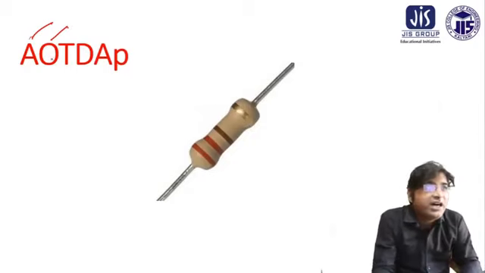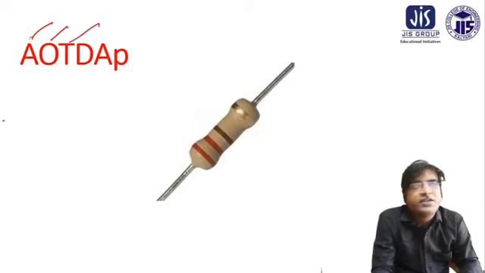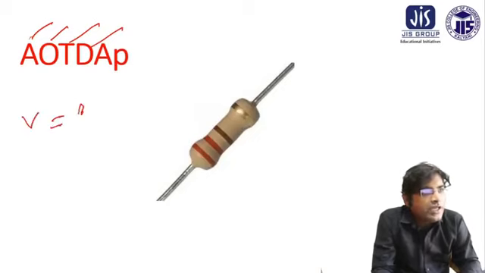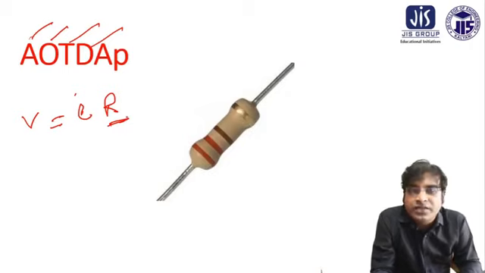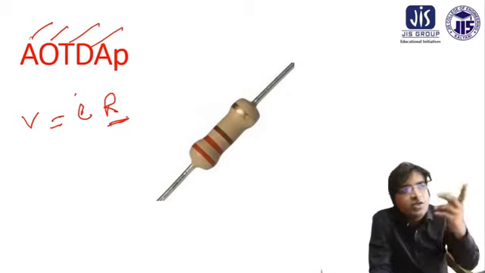After that, T stands for theory, and D stands for diagram. For theory, we all know that V equals IR. This is the resistance, so that is related to the theory, and more specifically we start from there.